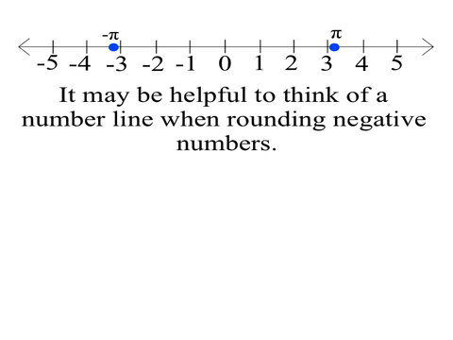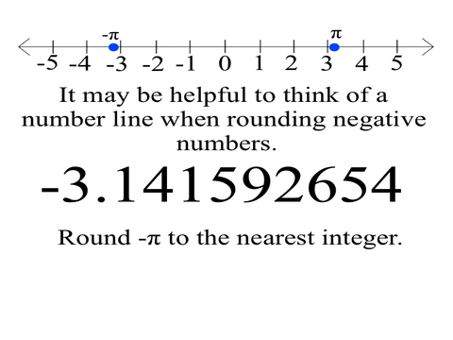It may be helpful to think of a number line when rounding negative numbers. And we have a number line, and we've graphed both pi and negative pi. And there's negative pi to the billionths place, and now we're going to round it to the nearest integer. Well, we don't really need a number line to know that to the nearest integer, it's negative 3. We look at the ones place, because integers count by ones, and we look at the tenths place, and we know that the nearest integer is negative 3.